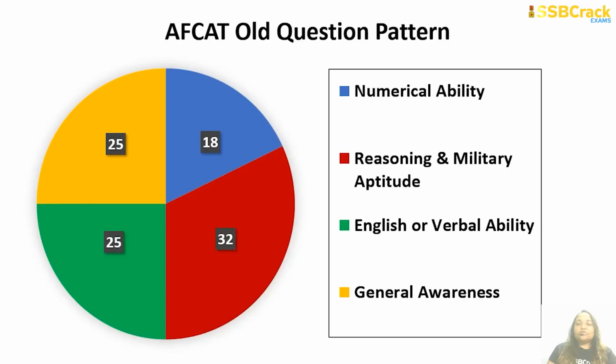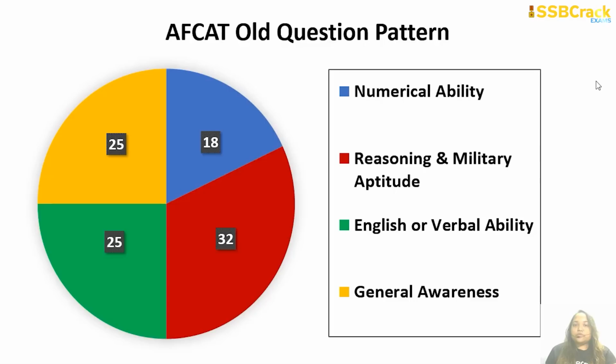So let us look into the old question pattern, and only after that you will know what this new question pattern is all about, which is going to be from the AFCAT 2 2022 exam. The old question pattern was like this. There were 4 sections from where the questions were asked. From the numerical ability section, 18 questions used to be asked in the old question pattern of the AFCAT examination. Similarly, from reasoning, 32 questions were asked. From the English or verbal ability section, 25 questions were asked. And from the general awareness section, 25 questions were asked.